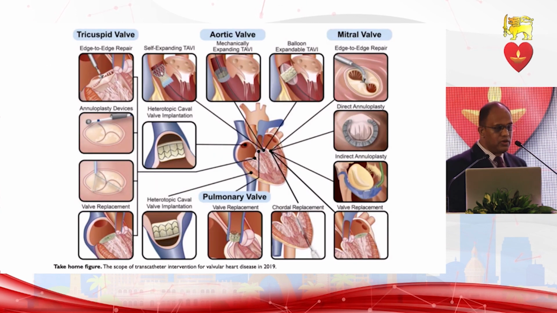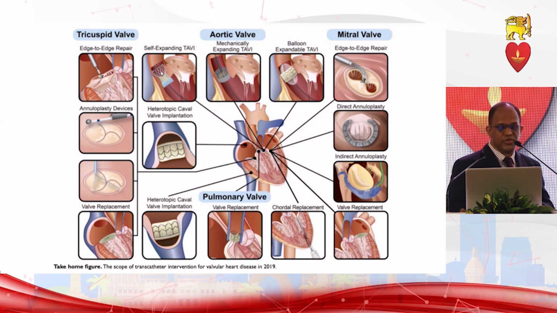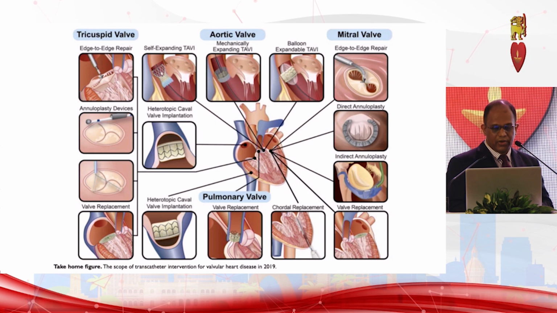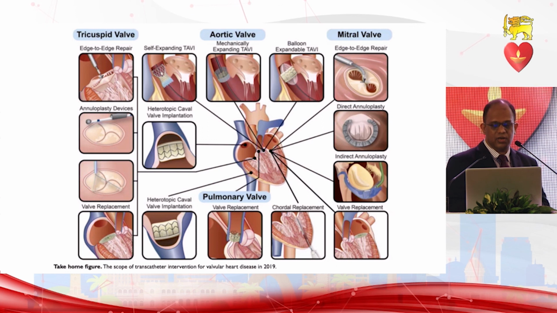So to conclude, this is the summary slide. This illustrates the modes of treatment we can offer through transcatheters without opening the heart. For the aortic valve, we can offer transcatheter aortic valve replacement. For the mitral valve, we can offer transcatheter mitral valve replacement and the mitral valve clipping procedure, and we can do annuloplasty. For the tricuspid valve, of course, we can do annuloplasty, repair and replacement. The pulmonary valve also can be replaced percutaneously.